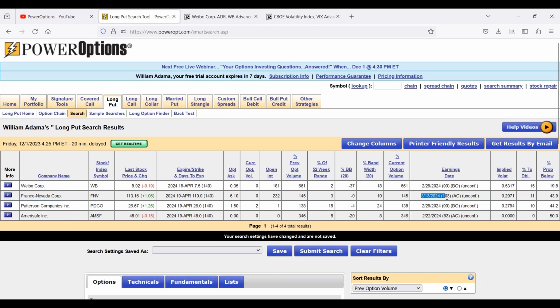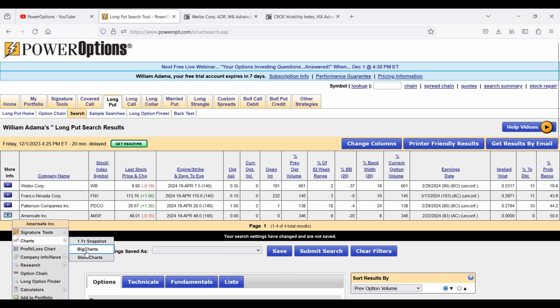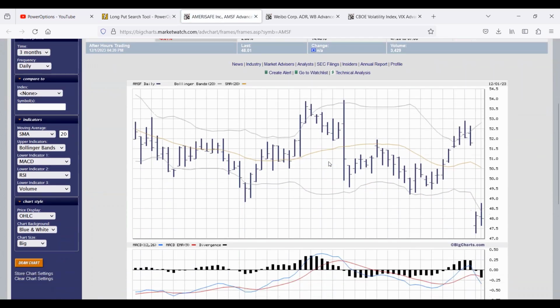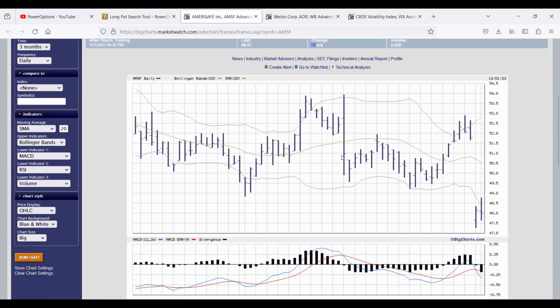Franco-Nevada, 313. So they would have had, that's odd. 229. Yeah, so this is recent. It would have been 1129, right? And 222. Let's look at AmeriSafe, see how it's continued down. Now, that's another Bollinger Band. That's another earnings breakout. Okay.